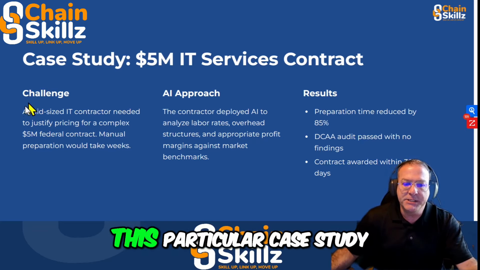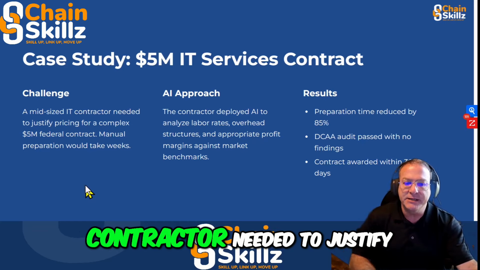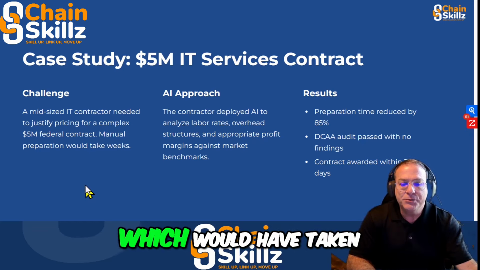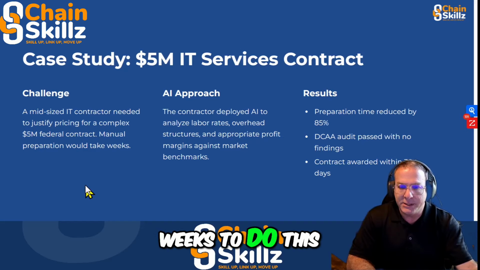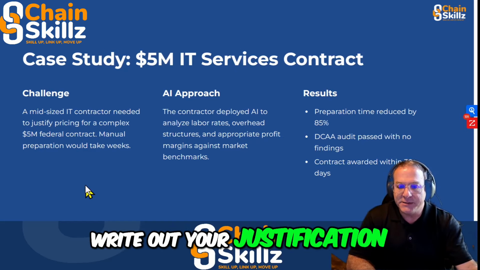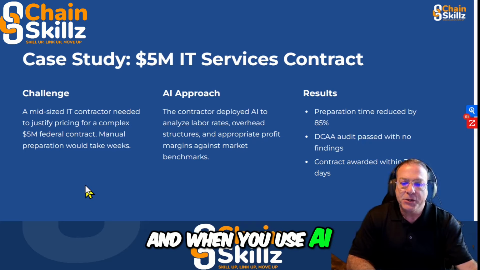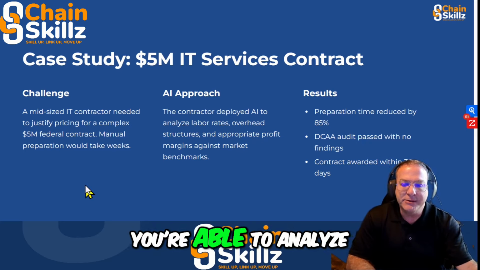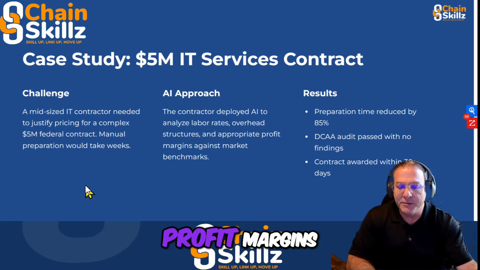The challenge here in this particular case study was a mid-size IT contractor needed to justify pricing for a complex $5 million federal contract, which would have taken weeks to do this, right? You'd have to collect the data, analyze the data, write out your justification. And when you use AI, you're able to analyze labor rates in seconds, in minutes. You're able to analyze overhead structures and appropriate profit margins.